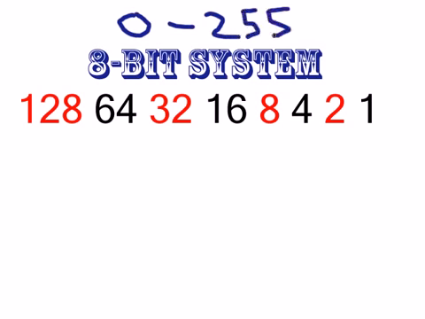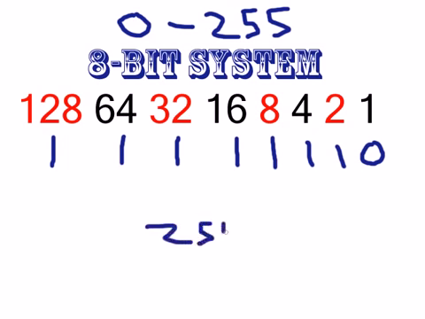And if you're wondering, alright, how do I get the number 255? 128 plus 64 plus 32 plus 16 plus 8 plus 4 plus 2 plus 1 equals 255. And if you don't believe me, you can check it. And if you want 254, just change this 1 to a 0. 128 plus 64 plus 32 plus 16 plus 8 plus 4 plus 2 equals 254.